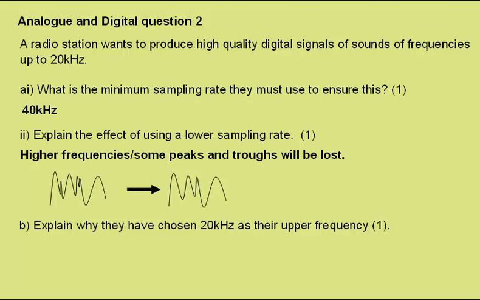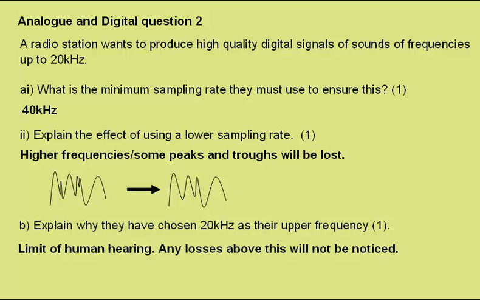Part B. Explain why they've chosen 20 kHz as their upper frequency. Well, this is the limit of human hearing, so if there are any losses of information above 20 kHz, they will not be noticed.